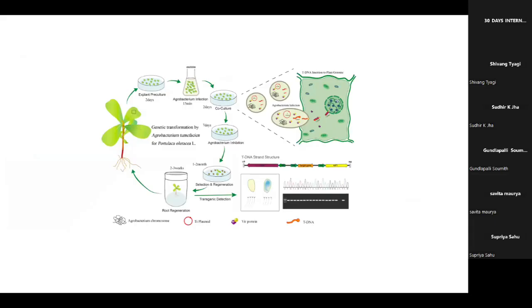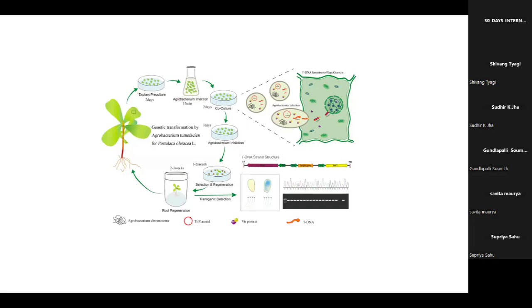So in this slide again, I have shown the same procedure in a broad way. Like you took the explant, you did the pre-culture of the explant, then agrobacterium infection was given, and then the explant was co-cultured with the agrobacterium. Then agrobacterium inhibition has been done.